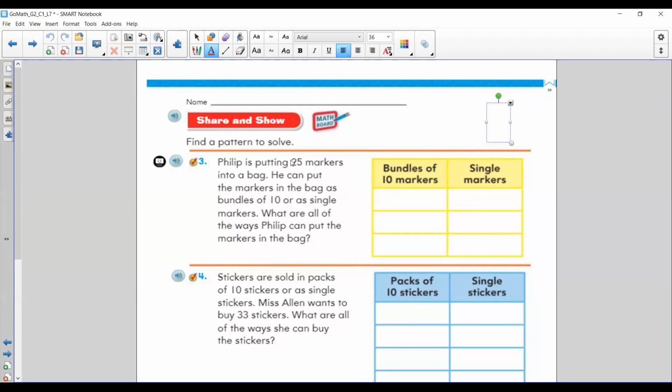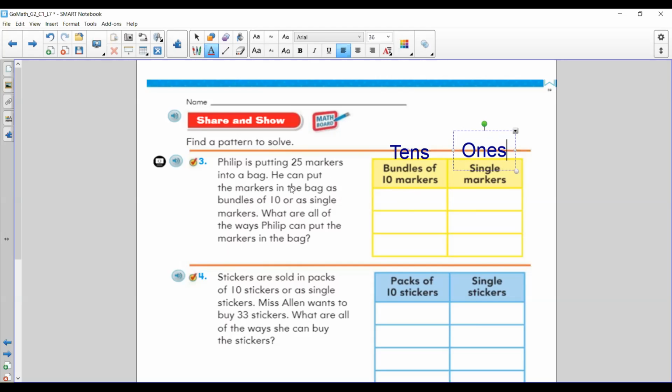Philip is putting 25 markers into a bag. He can put the markers in the bag as bundles of 10 or as single markers. What are all the ways Philip can put the markers in the bag? Okay, bundles of 10 markers, remember, that's like tens. And single markers are like ones, that's right. So we have tens and we have ones. So just try to imagine the bundles of 10 markers.